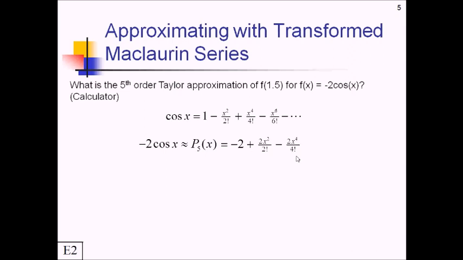Next, we've got plus 2x squared over 2 factorial minus 2x to the 4th over 4 factorial. And I actually don't need to keep going. If I'm looking for 5th order, 5th derivative, that would be x to the 5th I'd be looking for. But that got zeroed out just because of the way cosine works. So we don't need to go to the 6th power. We just need to stop here.